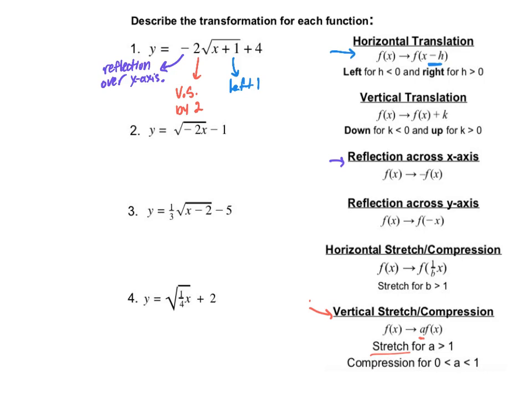All right, and last one we have is this plus 4. That plus 4 occurs after our parent function. So where are we adding something after? That's our vertical translation. So we are shifting up 4. We just read vertical stuff as is.